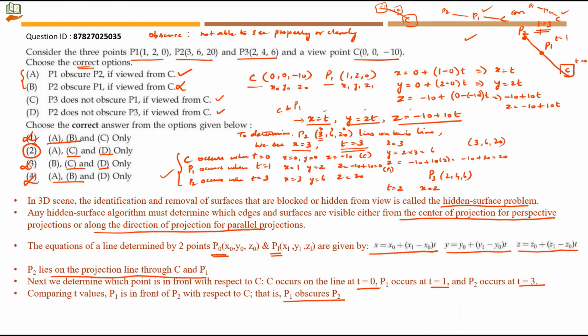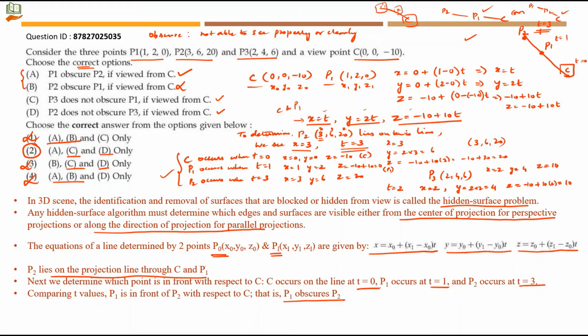So x is equal to t. So we have x is equal to 2. y is equal to 2 into t. 2 into 2 will give 4. So x is 2, y is 4. So far right. What is z? z is equal to minus 10 plus 10 into t. 10 into 2 will give 20. 20 minus 10 will give 10. And z is equal to 10.